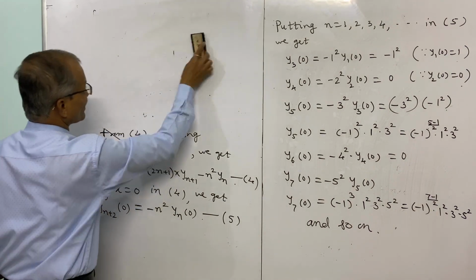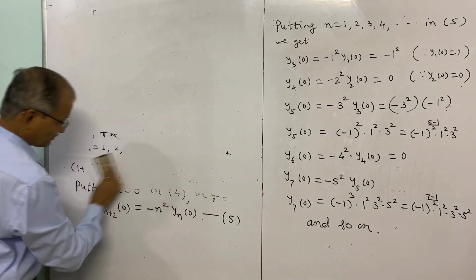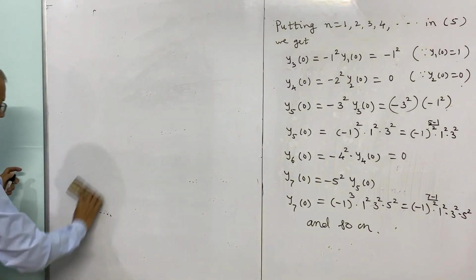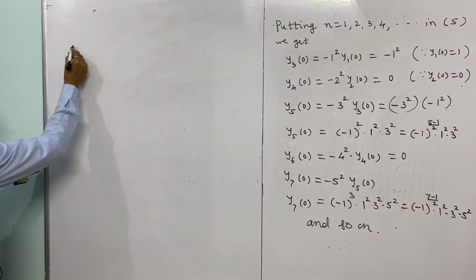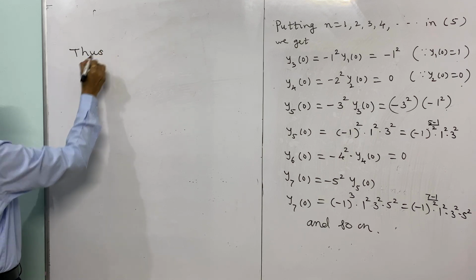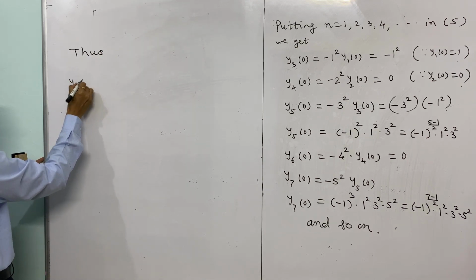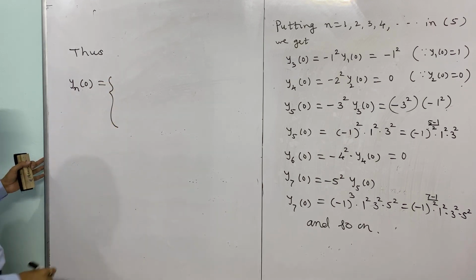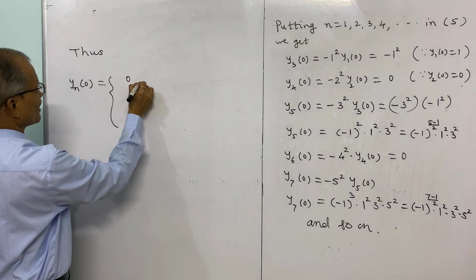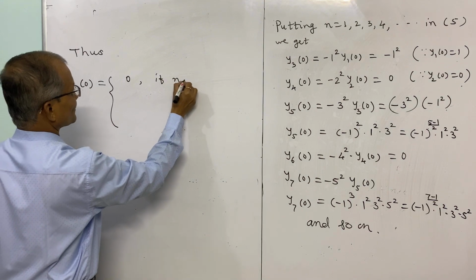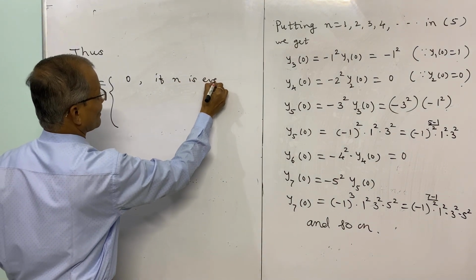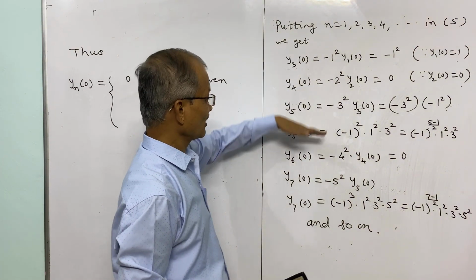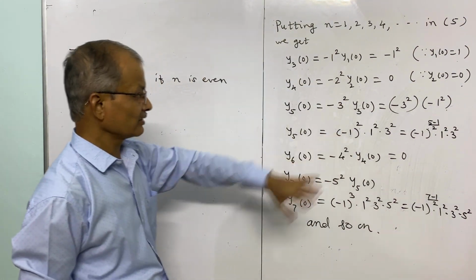So finally we will write these derivatives together, and that can be written as thus: yn at 0. There will be two parts. First, it is 0 if n is even. Even order derivatives, fourth order derivative, second order derivative, sixth order derivative, are all 0.